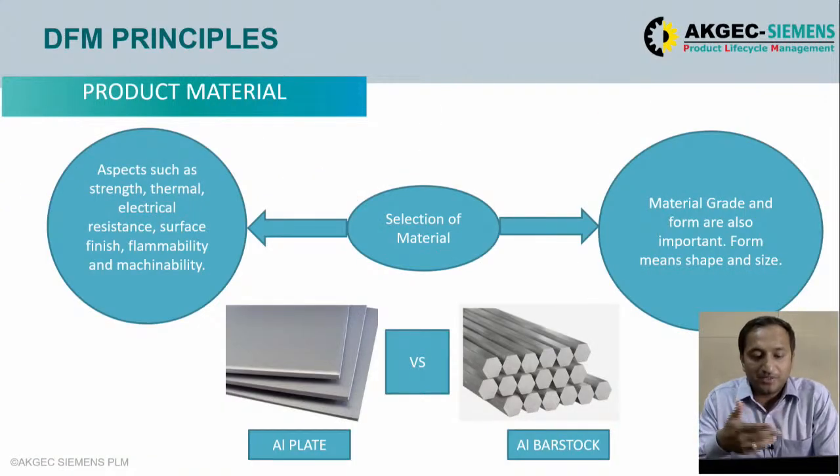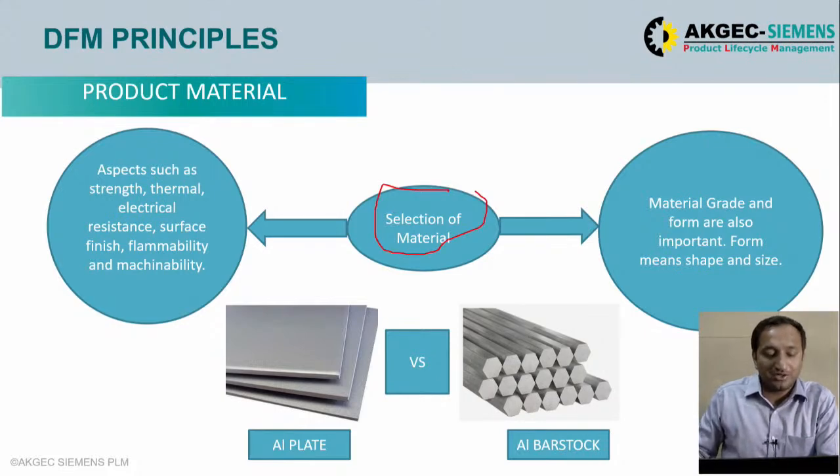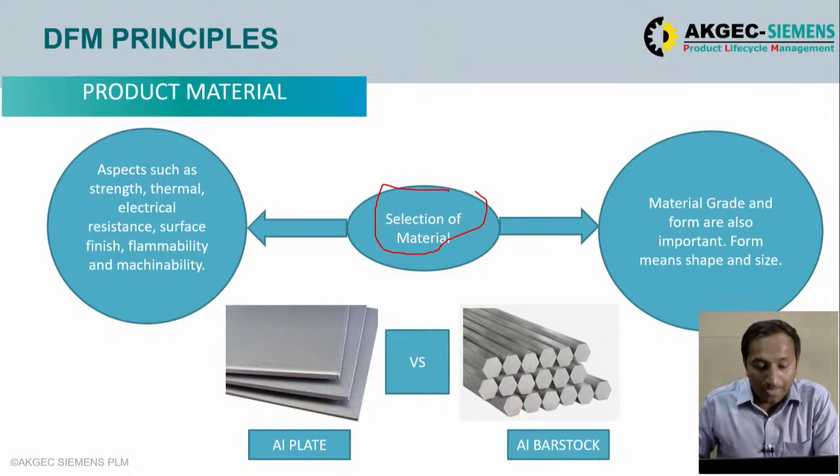with the next principle, which is product material. Now selection of material is again very important if we are talking about the DFM. Now selection of materials means we want to check whether the strength of the material is good or not.